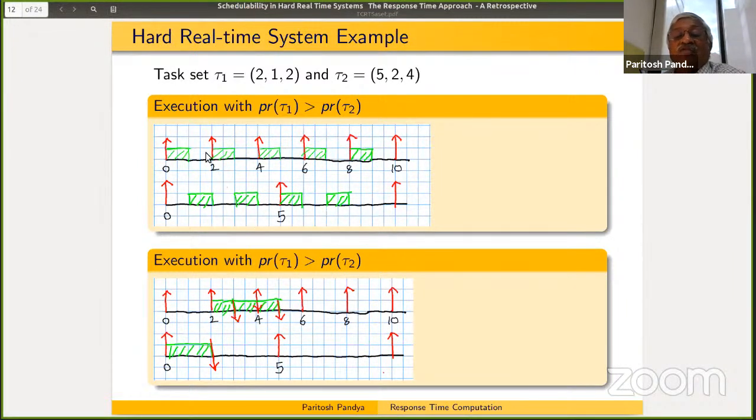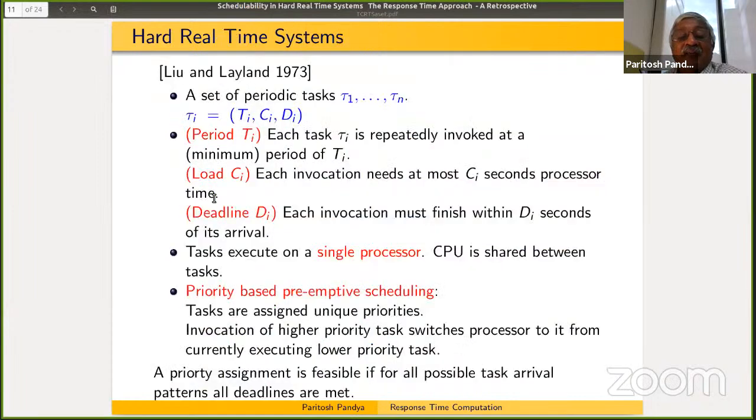This kind of execution is called preemptive scheduling, where the idea is the following. This is called priority-based preemptive scheduling, where tasks are assigned unique priorities, and invocation or arrival of a higher priority task switches the processor from a currently executing lower priority task. This is how the processor is allocated between them. And the aim is to assign priorities to the tasks, given this mix of task set, so that the deadlines are never violated, no matter what the arrival pattern of the tasks is.